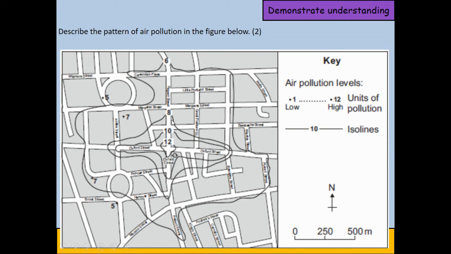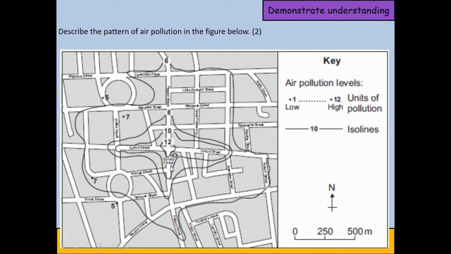Isoline, so all of this area here would be an 8. All of this area here would be a 10. It's like a contour line on a map. So 1 is low. So out here, 5, it's lower. Then 12 is the highest.